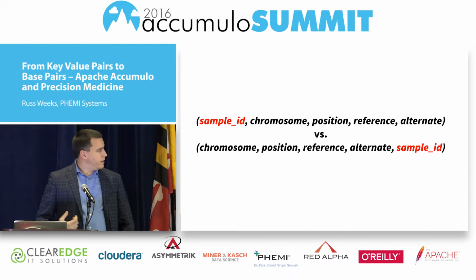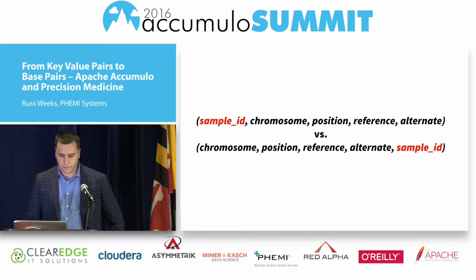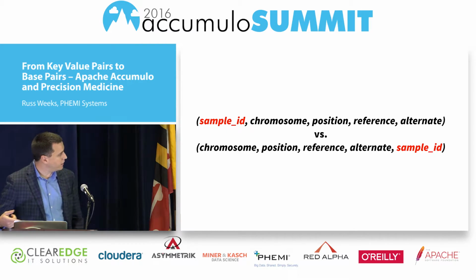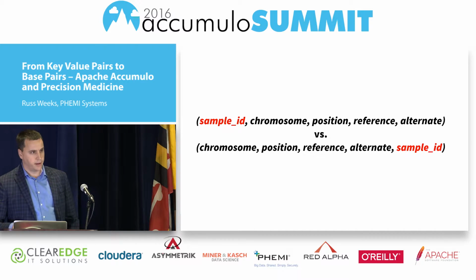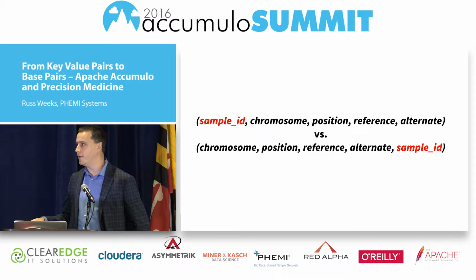So it's pretty clear that this tuple of values is going to form part of our key, but let's consider an alternative before we go much farther. What if we put the sample ID at the end of the tuple rather than at the beginning of the tuple? Does anybody want to hazard a guess as to how that affects our data model and how we can query the data?